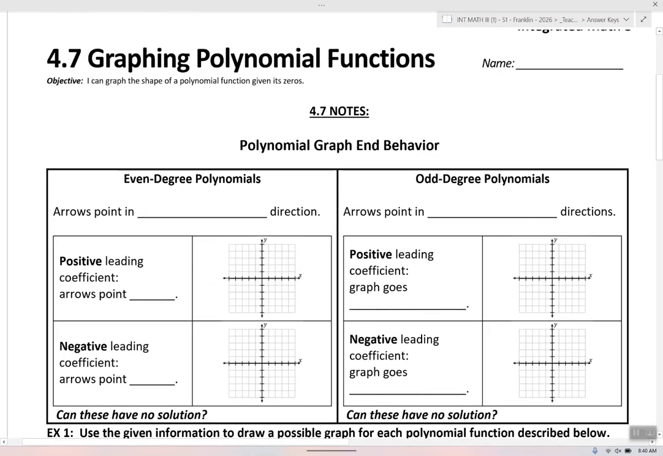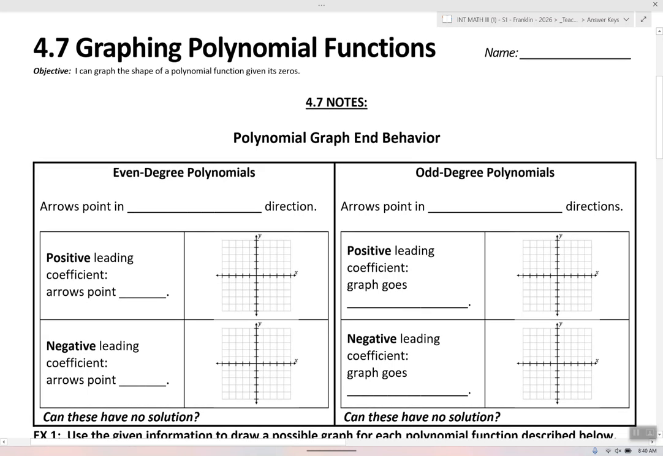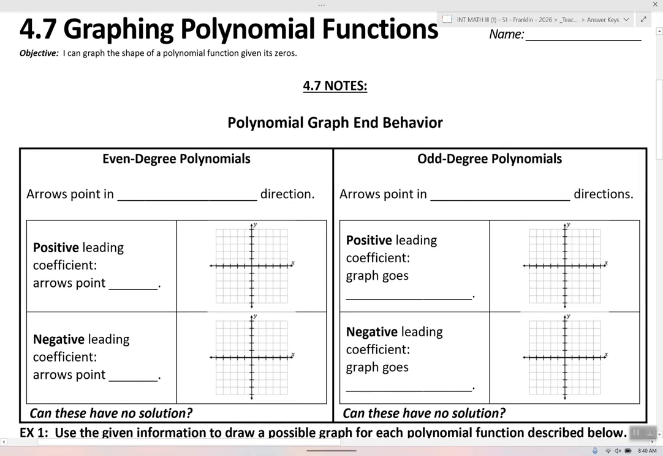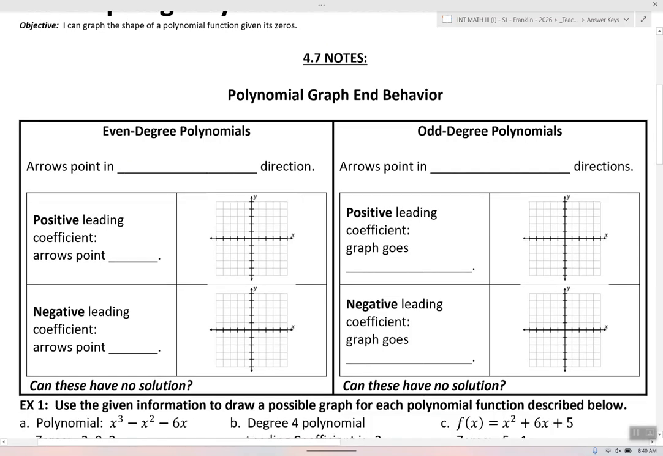So first of all, some background information here. When you have a polynomial, the degree is the degree of the leading term when you put it in standard form. So it's the one term with the highest exponent. And when you have an even degree polynomial like x squared or x to the fourth, the ends of the polynomial graph, the arrows, point in the same direction. And when you have an odd degree polynomial, they point in opposite directions. Okay, so let's take a look at some examples of each.